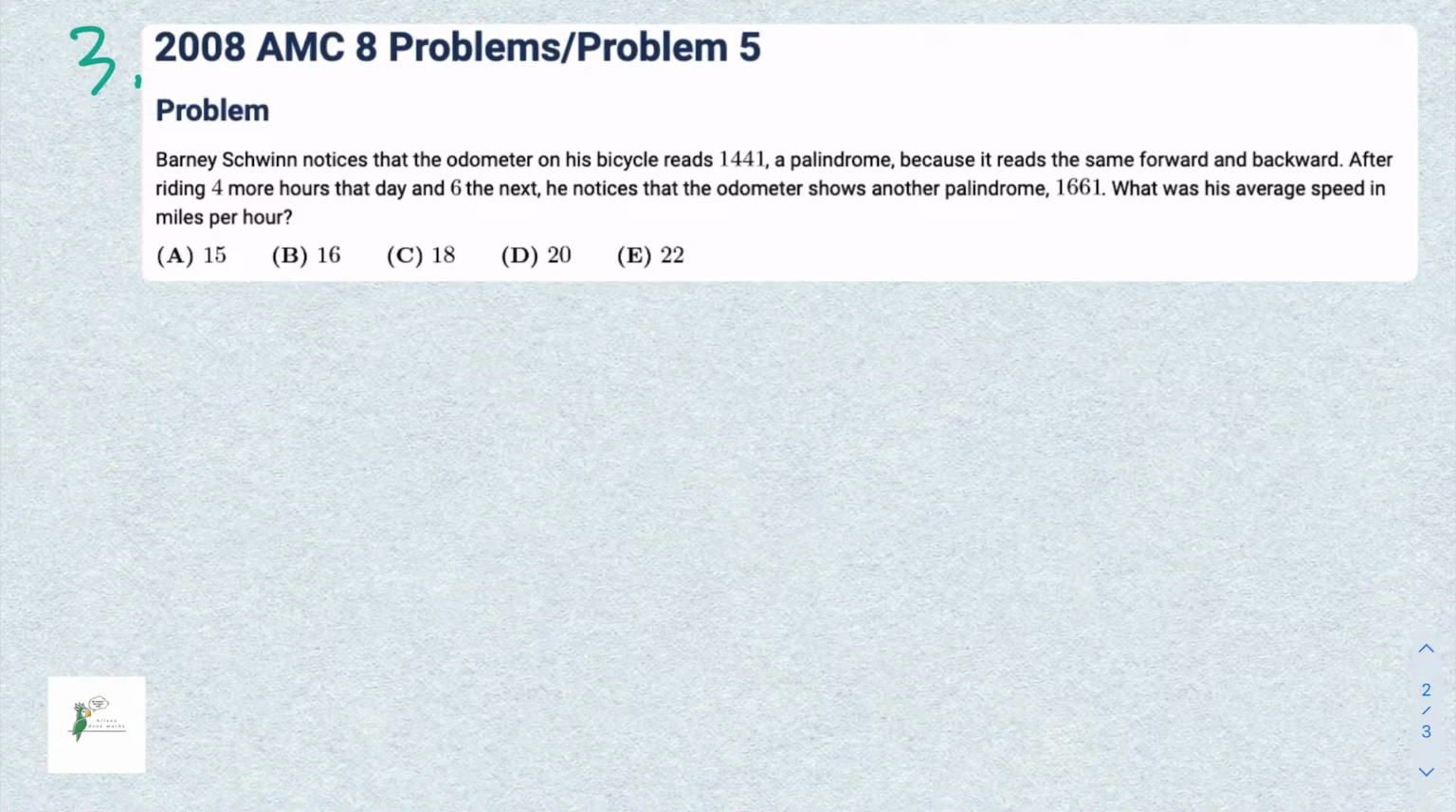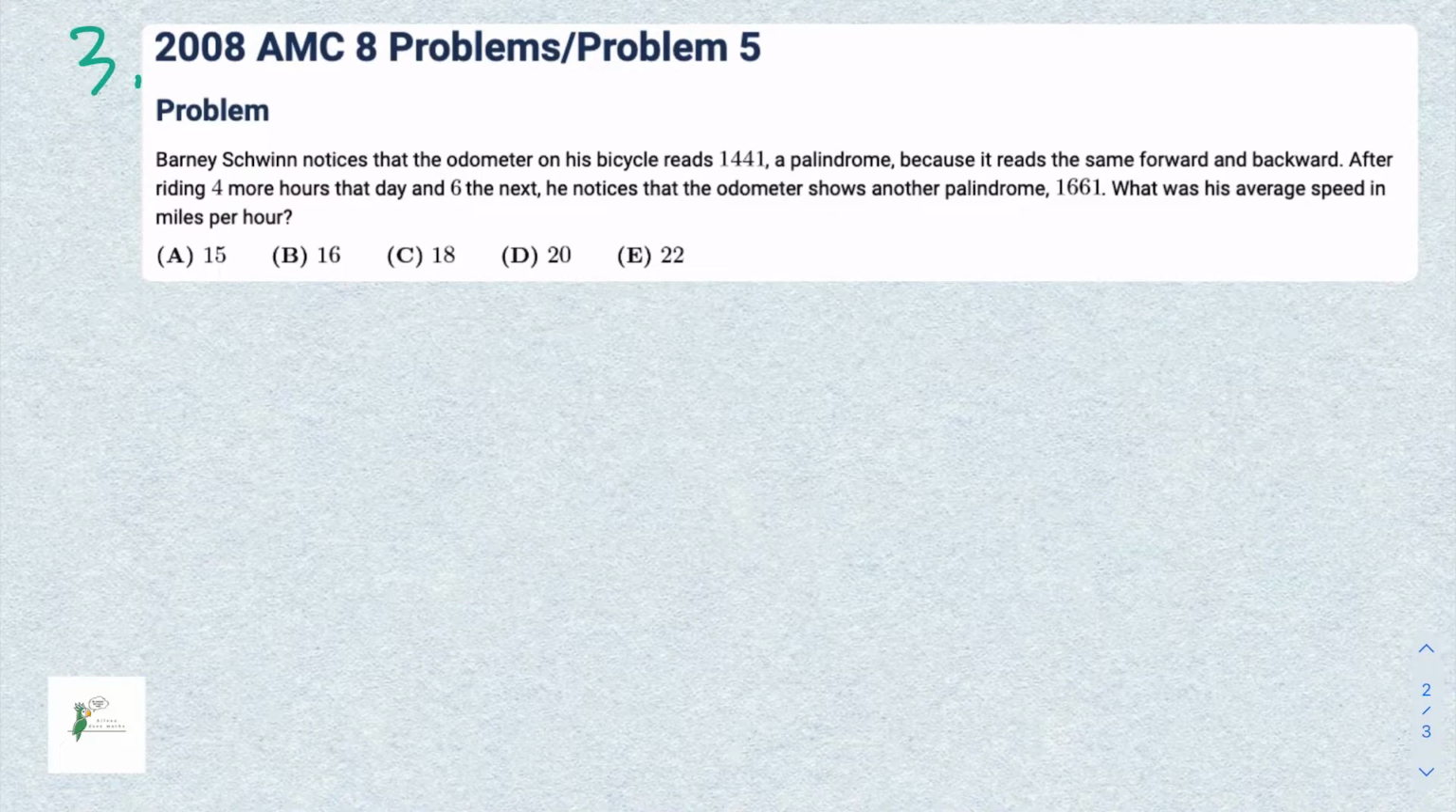Let's look at problem 5 from 2008 AMC 8. So this is another very simple question, as you can tell, because it's problem 5. So let's look at it. Barney Schwein notices that the odometer on his bicycle reads 1441, a palindrome because it reads the same forward and backward. After riding 4 more hours that day and 6 the next, he notices that the odometer shows another palindrome, 1661. So what was his average speed in miles per hour?